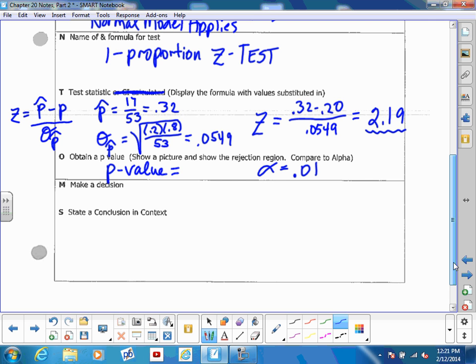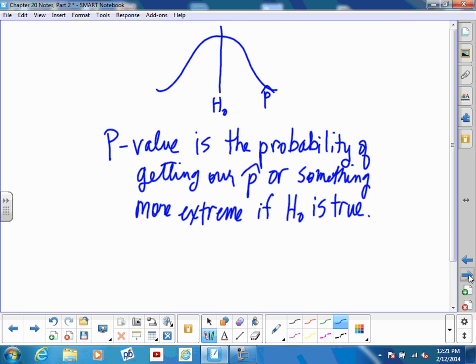So before we do that, I want to make sure you understand what p-value is. And here it is. I've drawn this picture. Here is your null hypothesis. This is the assumed or the claimed p, true p. The p-value is the probability that you get this sample you got or something more extreme. So again, p-value is the probability of getting that particular sample you got or something more extreme if this null is true.